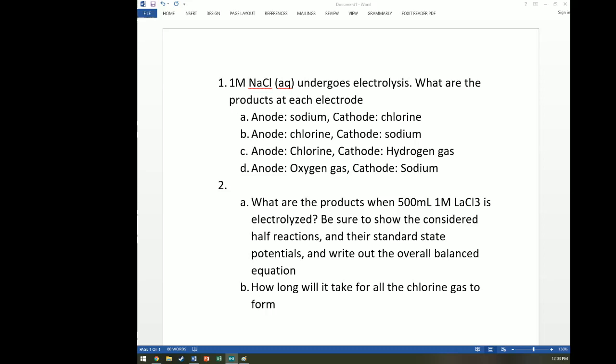Hello guys, welcome back. So today for the higher levels we're going to focus on electrolysis because I think it will encompass a lot of the skills that you'll see in the higher level section. So the first part is multiple choice, and then the second part is a free response or extended response type question.